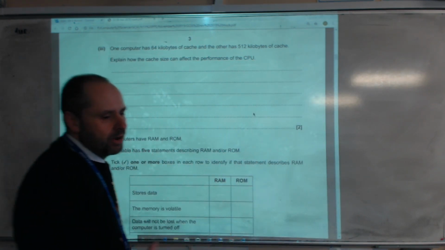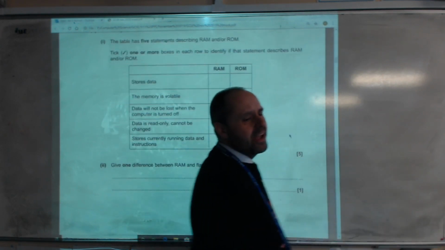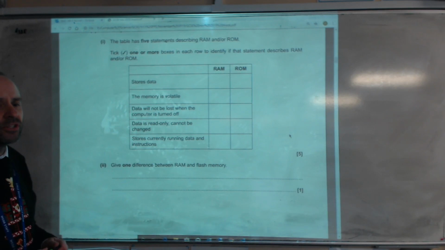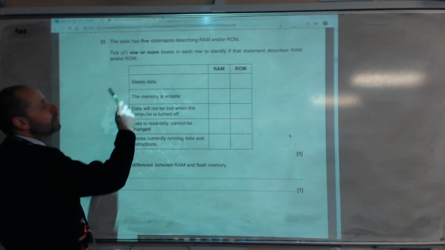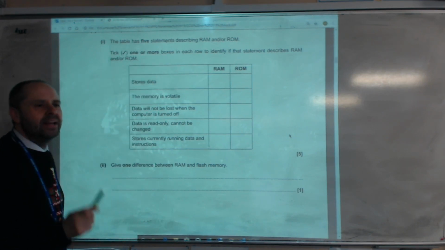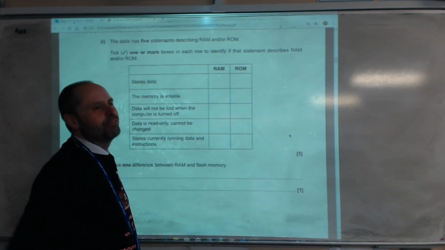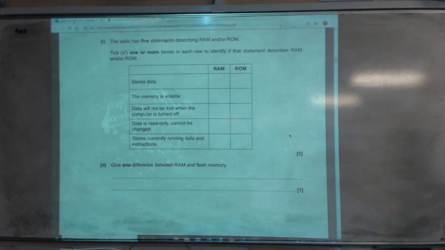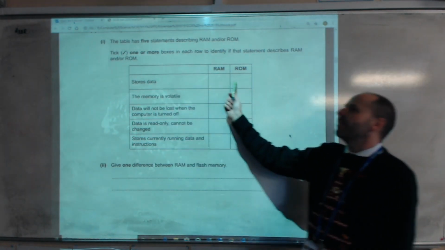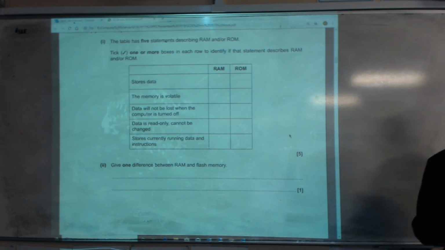Right, moving on. I like these box questions, but be very careful when you're tackling them. You've got to identify in the question that it says one or more in each row. So it's not like make a random pattern because you're guessing. Be very careful. You've got to read these carefully. Stores data. Well, they both store data, don't they? They're memory. And remember what's in memory: data and instructions. That is it.